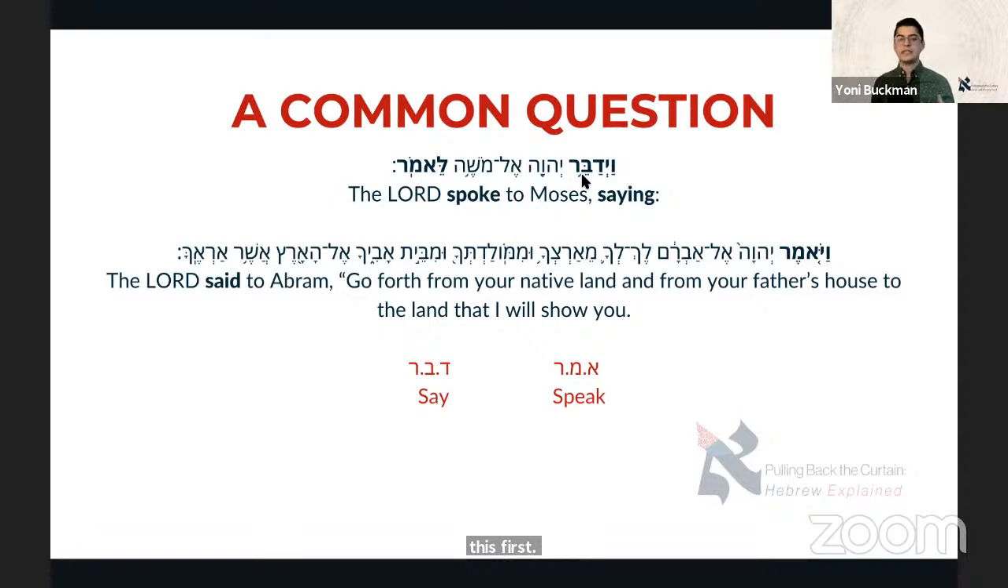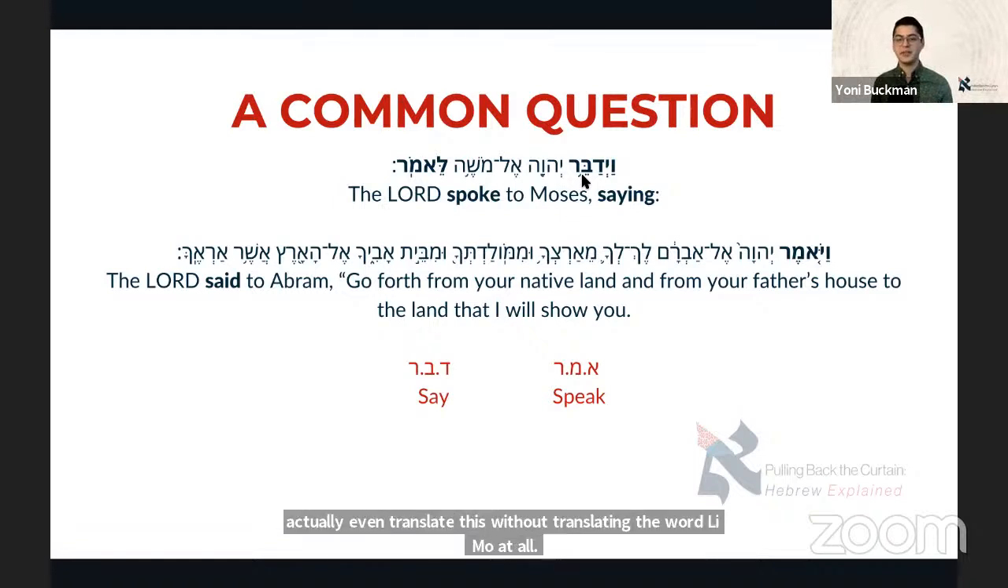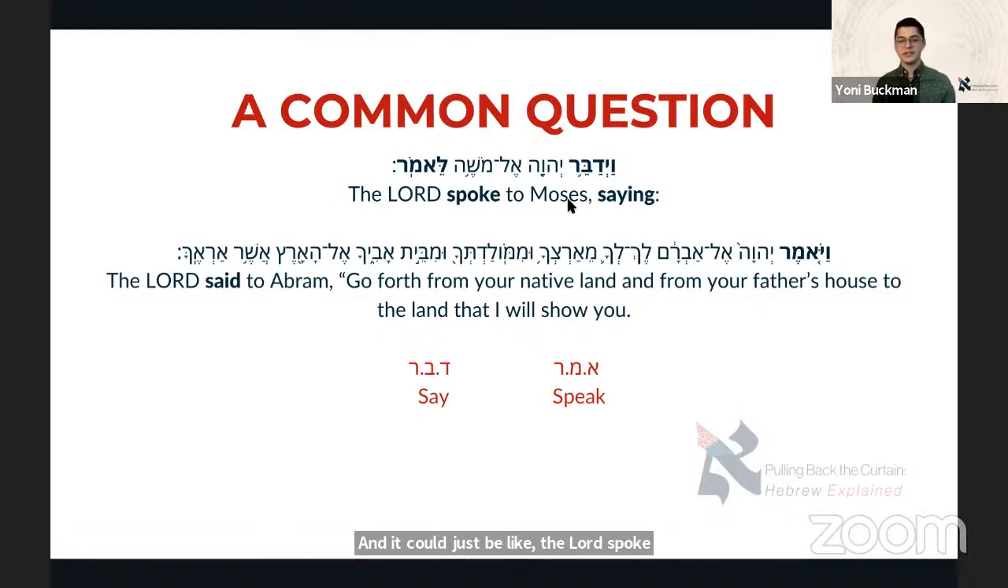And so you do have times when, like this first common formula, the vayedaber is a verb and it seems to be indicating active speech, and then lemor is kind of like the introduction of the quotation marks, right? So you could even translate this without translating the word lemor at all, and it could just be, the Lord spoke to Moses, begin quotation marks. But it's a word, so people like to say it, and there's a biblical formula here that is kind of nice to the ear, and so we say, and the Lord spoke to Moses, saying, right?